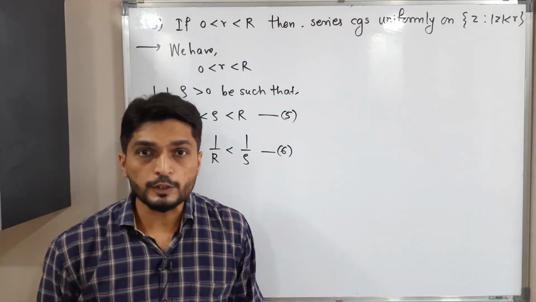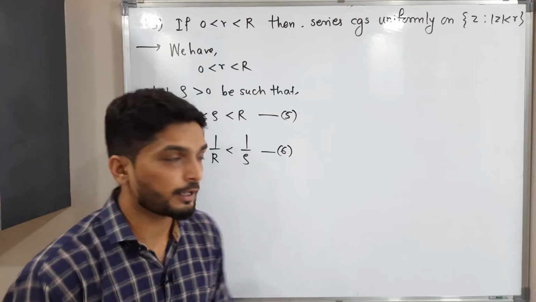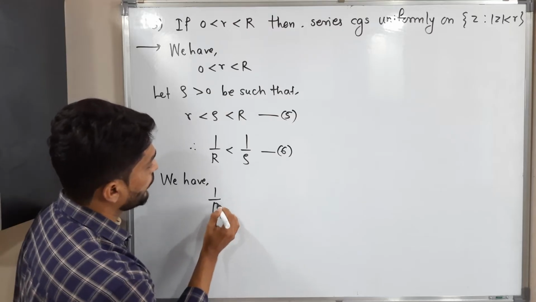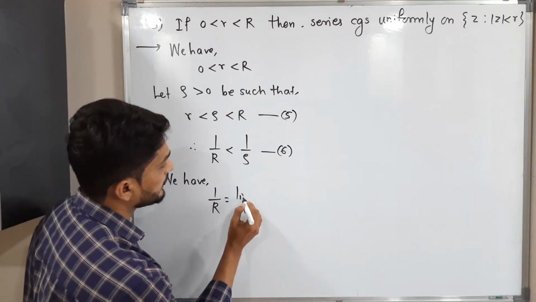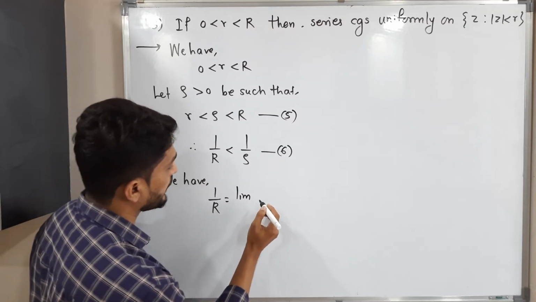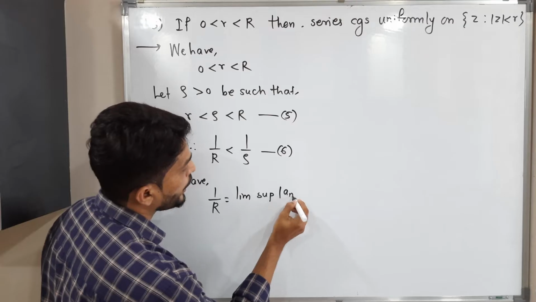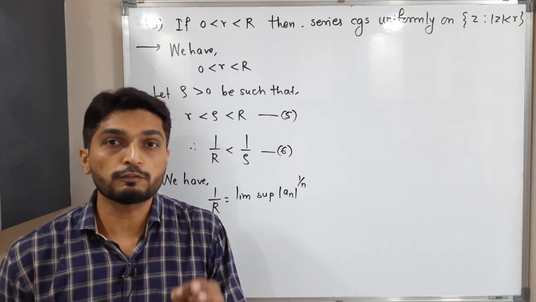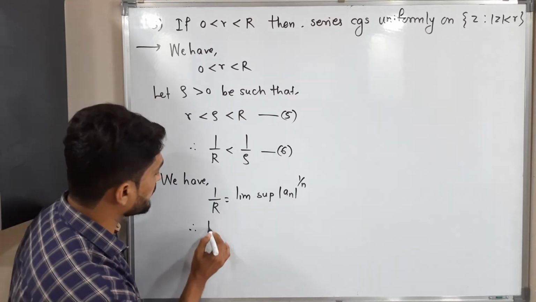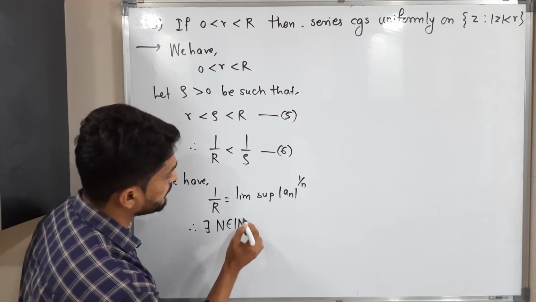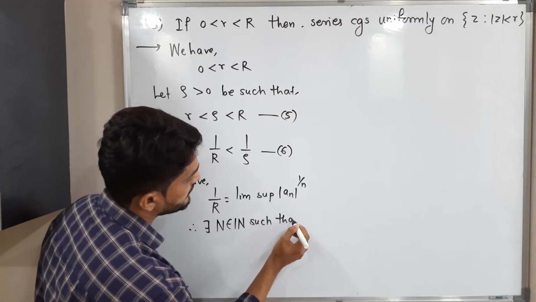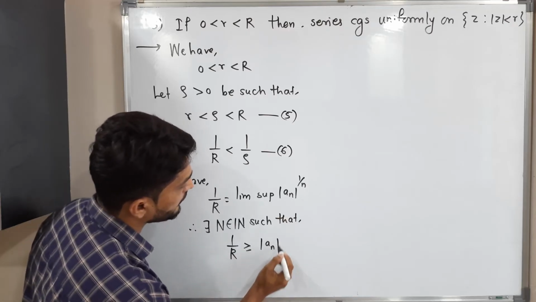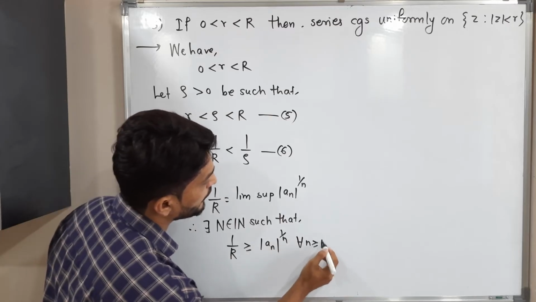So let us follow the definition of capital R again. What is the definition of capital R? We have, as given in the statement of the theorem, 1 by capital R is equal to limit supremum mod a n raised to 1 by n. Again I am going to use the definition of limit supremum. By that definition, there exists N belonging to the set of natural numbers such that 1 by capital R is greater than or equal to mod a n raised to 1 by n for all n greater than or equal to capital N.